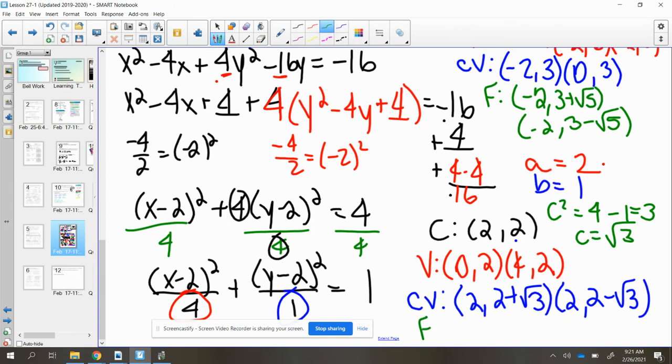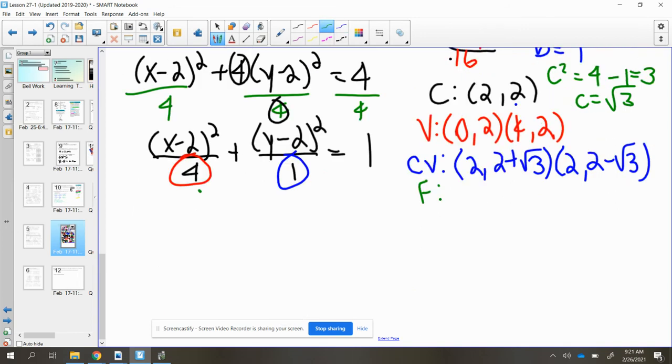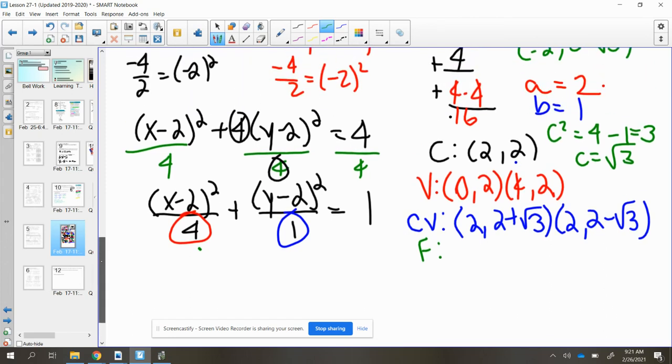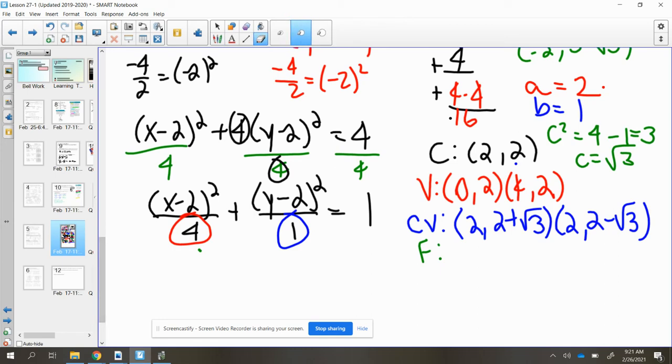And then last but not least, those foci are going to be on the major axis this time, so moving left and right. Oh, shoot. Just realized that's actually the answer here.